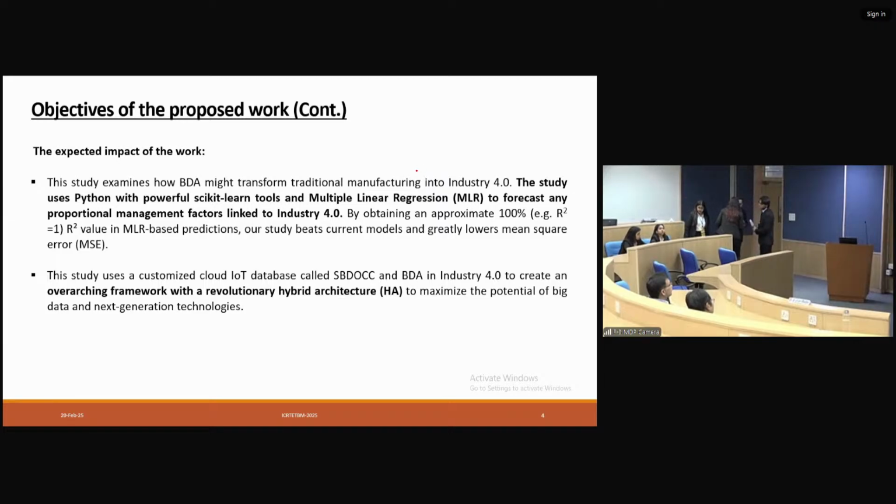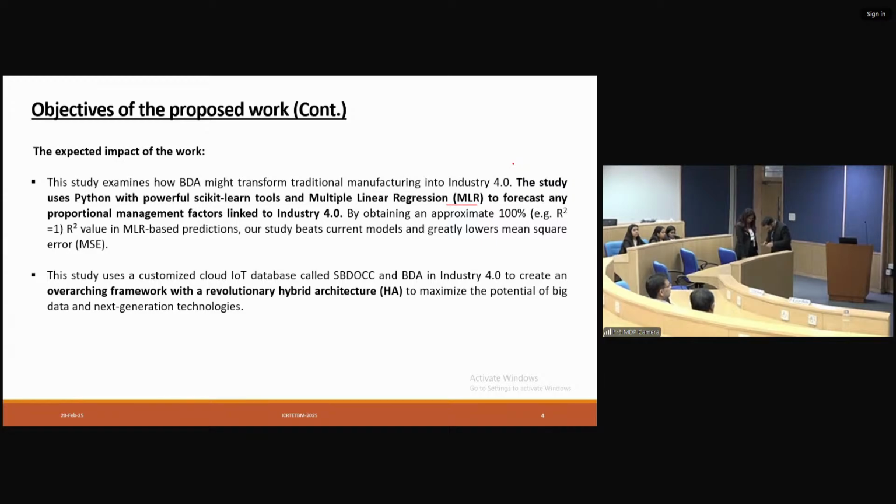Our study uses Python with powerful scikit-learn tools and multiple linear regression, that is MLR, to forecast proportional management factors linked to Industry 4.0, and it will be analyzed by the BDA, that means big data analytics, obtaining an approximate 100% R square value. It is the coefficient I will discuss later. With the R square value in MLR-based prediction, our study beats current models and greatly lowers mean square error also.